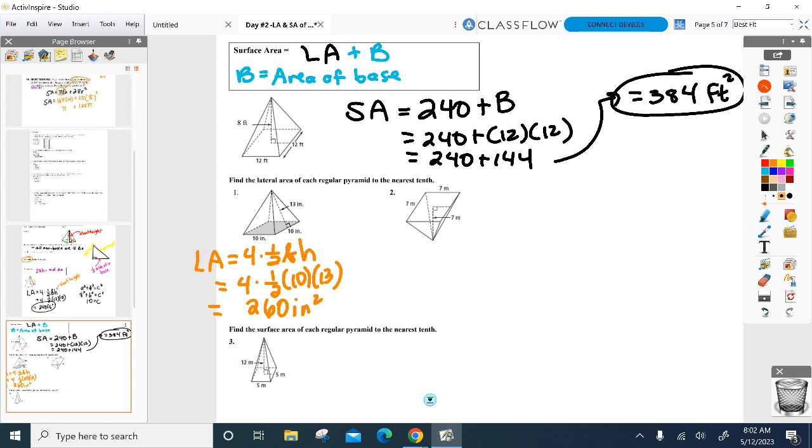Ooh, how about this one? This one's going to be a tricky one. 4 faces. I won't ask that again, right? 4 faces, 1/2 BH. What's one of the bases? Base length of a face.